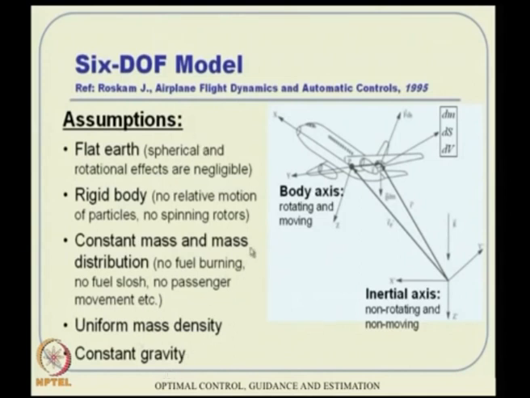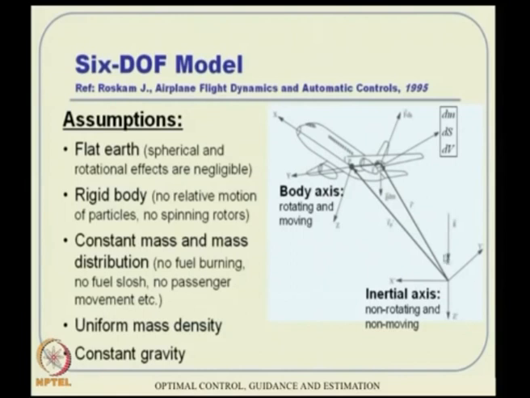So under all these assumptions, let's see how you derive these complicated equations of motion. Here we also have to visualize one more axis frame, which is called the inertial axis. It is a non-rotating and non-moving axis frame. Typically it is, let's say, the launcher point for launch vehicles, or an airport for aircraft applications, or it can be an imaginary point somewhere on the earth. Sometimes people say it is fixed at the center of the earth, but we will not discuss too much on that. All that you are told is there is an inertial axis, and then there is a body axis which moves along with the body.